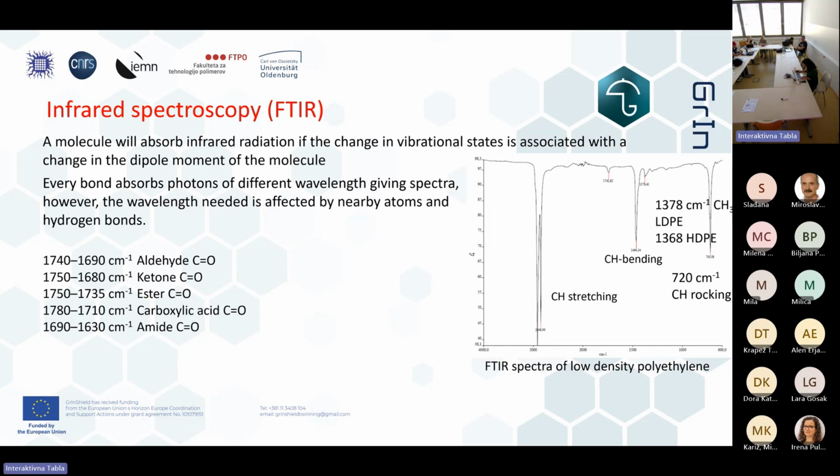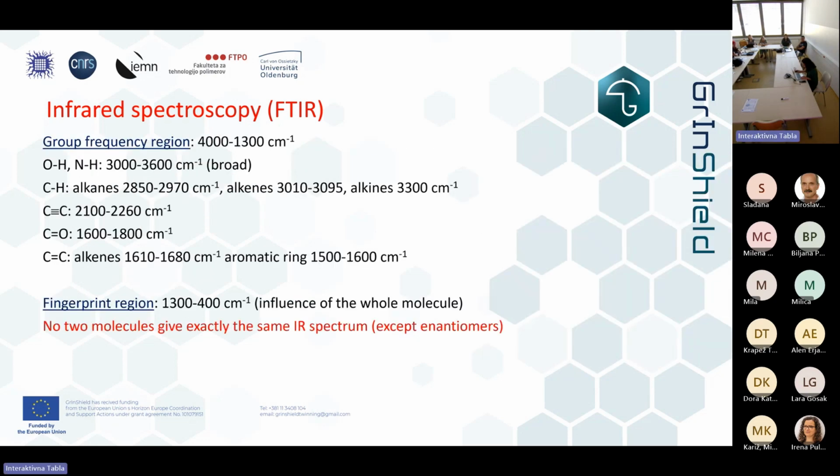So every bond absorbs photons at different wavelengths. And of course, they are also affected by nearby atoms. So not every CO bond absorbs at the same frequency. So we have, for example, C bonds in quite a large range, because nearby bonds also affect this position.